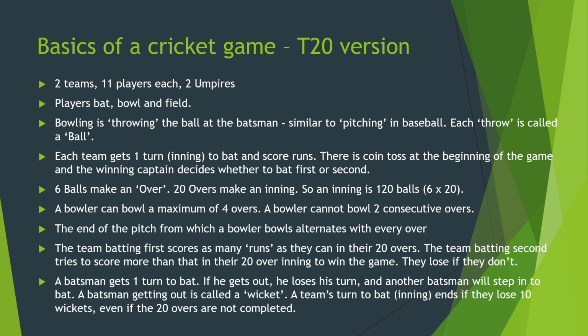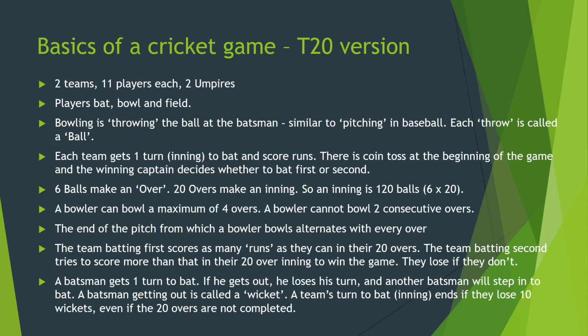So a batsman gets only 1 turn to bat. If he gets out, he loses his turn, and another batsman will step in to bat. A batsman getting out is called a wicket. So a team loses a wicket if their batsman gets out.